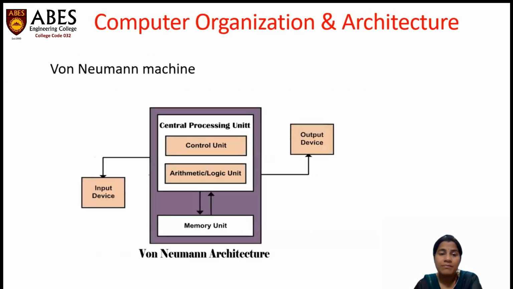Now we come to the von Neumann architecture, or von Neumann machine. We can see in this machine that there are 5 components. The von Neumann machine consists of 5 components: input unit, output unit, control unit, arithmetic and logic unit, and memory unit.